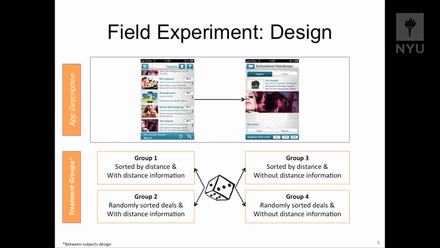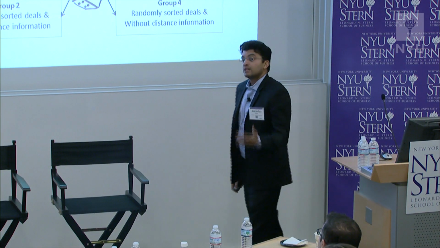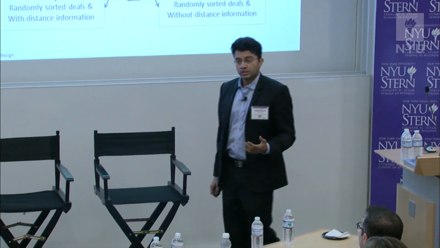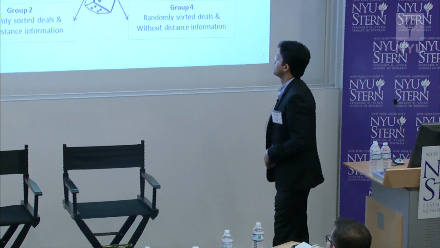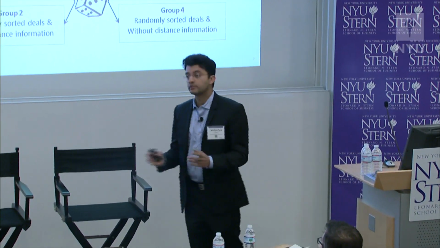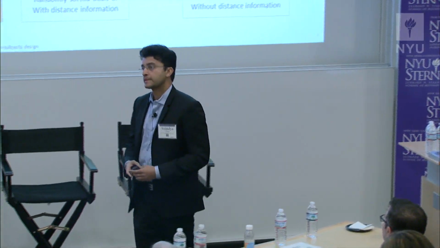So like, for example, here, these are all distance information in a few meters, from 50 meters to a few hundred meters. Another group would actually see randomly sorted deals with the information given. A third group would see randomly sorted deals without the information given, and so on and so forth. Okay? And so as you compare the baseline with each of these treatment and control groups, you start getting a feel for how does distance matter? How does rank matter, and so on.